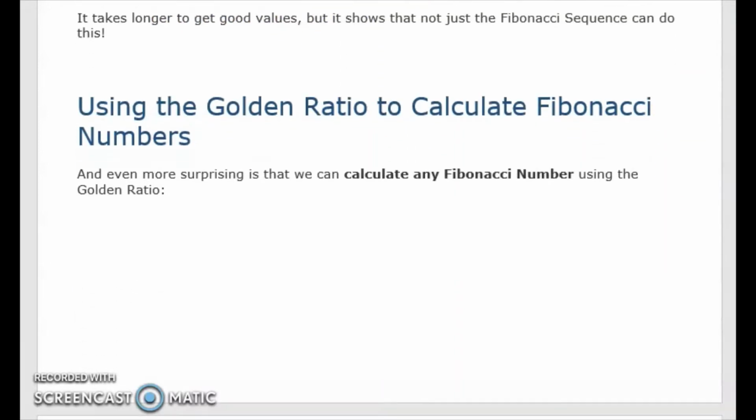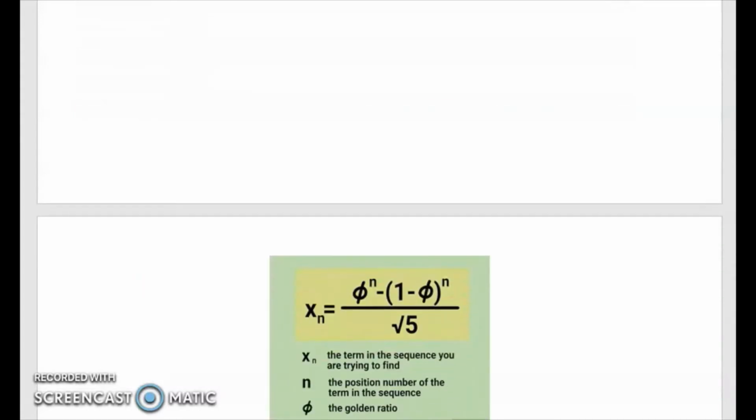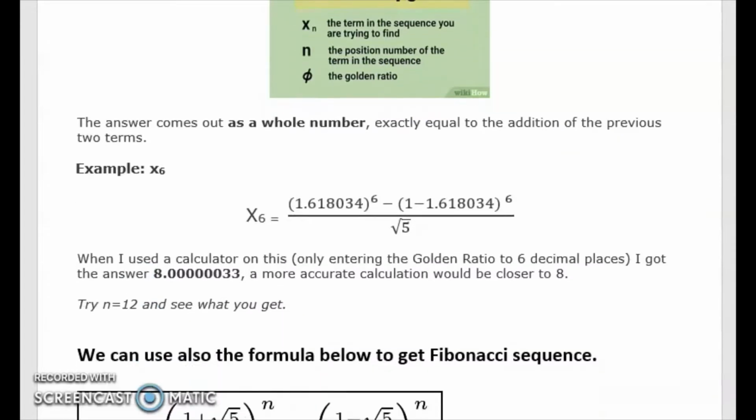Using the golden ratio to calculate Fibonacci numbers, and even more surprising, we can calculate any Fibonacci number using the golden ratio. This is the formula for getting the Fibonacci sequence. Okay, x sub n is the term in the sequence you are trying to find. N is the position number of the term in the sequence. And phi is the golden ratio, which is approximately 1.618034.